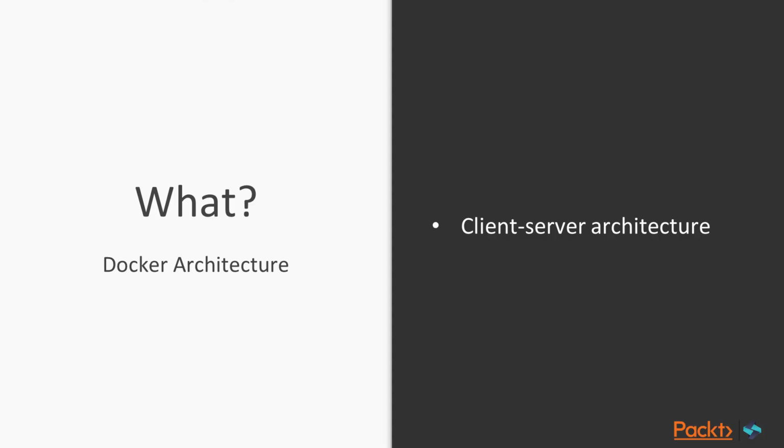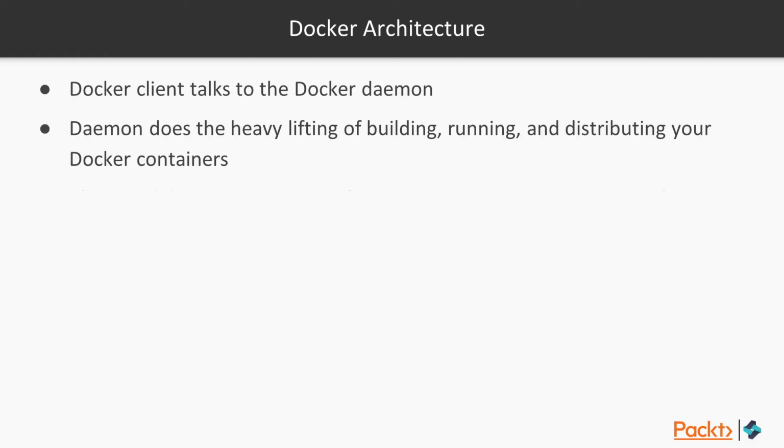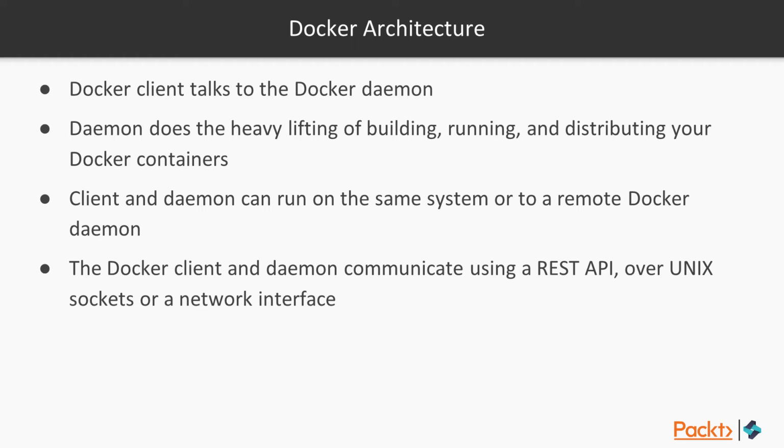you are working on. It has an architecture. It follows a client-server architecture. There is a Docker client which talks to the Docker daemon. The daemon is nothing but a server, a thread running in the background, which does all the heavy processing for you for building, running, and distributing your Docker containers. This daemon can be on the same system, or it can be running remotely as well. They both communicate either over a REST API, Unix socket, or a network interface. Docker usually works on the TCP/IP protocol.